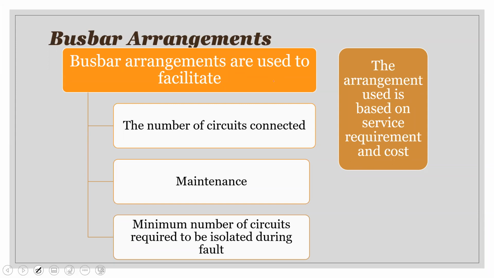Your bus bar arrangements, one, are used to facilitate the number of circuits connected. Remember, we're still talking about a distribution substation here, so the circuits would be the feeders that go into different communities. Down at Hope, you have three feeders. You have one going down the road heading towards you, one going Hope Pastures Way, and one going up Papine. So you have those distribution feeders which go out on the road.